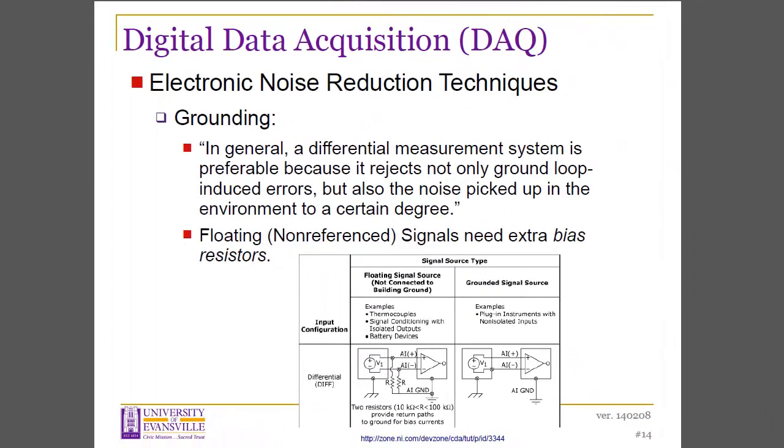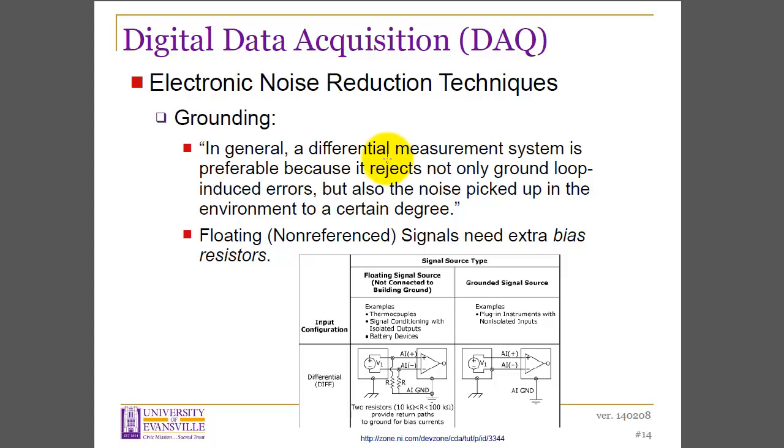Next, you'll see you also have a reading assignment from a National Instruments document. I have the link down there, and the formal link is on the course website, talking about other noise reduction techniques. And one thing to focus on there is grounding. That document says, in general, you want to use a differential measurement system. That is the one that you were using in your first Learn LabVIEW Fast assignment. You were taking differential measurements.